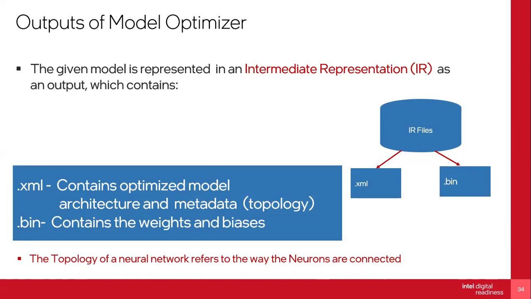How it is connected, all this we call topology. Do you remember tree topology, bus topology in the network we used to learn? So topology means how it is connected, the structure, correct? So the structure is basically architecture. So the XML will have the model architecture and metadata. And bin contains the weights and biases. So how much weight is there, like data, integer values, all these will be inside this bin file.